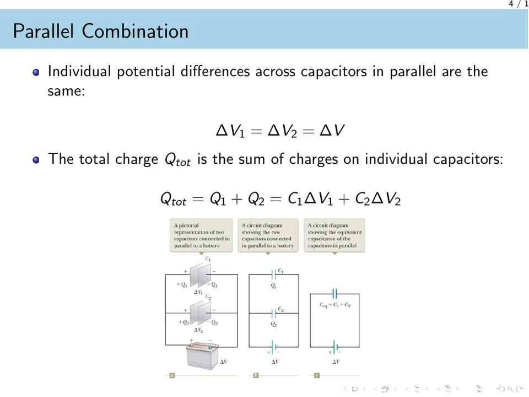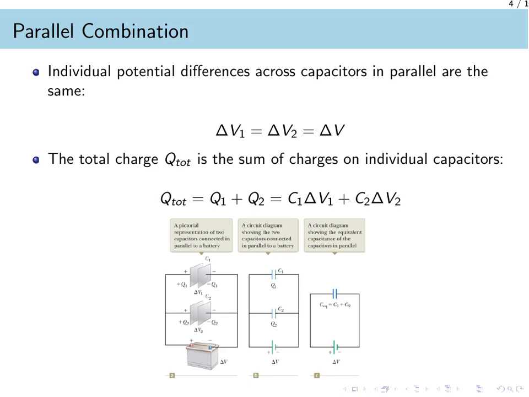When capacitors are in parallel, the individual potential differences across each capacitor are exactly the same. This means the voltage drop across capacitor 1 equals the voltage drop across capacitor 2, which equals the total applied voltage from the battery. After the battery is connected, the total charge stored by the combination is simply the sum of the charges on the individual capacitors. We can express the total charge as charge 1 plus charge 2, which is also equal to the capacitance of 1 times the voltage plus the capacitance of 2 times the voltage.